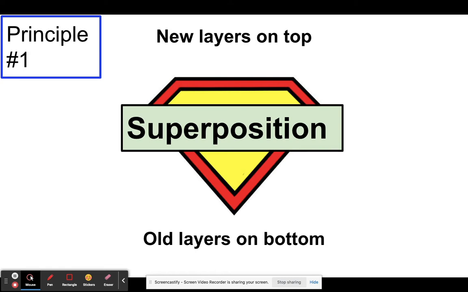We're already pretty familiar with this principle from past units, but it basically says the oldest layers are on bottom and the youngest layers are on top. Think about it. If you were going to add another layer of dirt to the pile, it would go on the very top, and the ones that have been there the longest are going to be on the bottom. So superposition is principle number one.